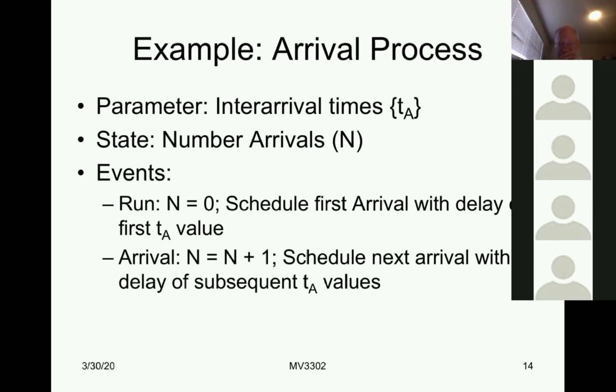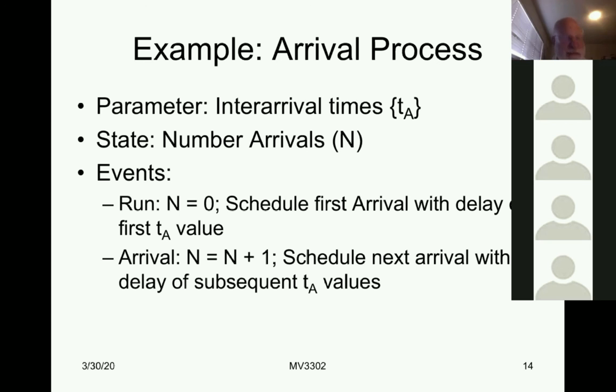So we're going to have 2 events. There's always a run event. The responsibility of the run event is twofold. First is to initialize all of the state variables. Here our only state variable is n, the number of arrivals. So the run event will set n equal to 0, which is the initial value of the state. And it will schedule the first arrival with a delay of the first t sub a value. So t sub a is that sequence, and the first value is going to be used to schedule that first arrival.